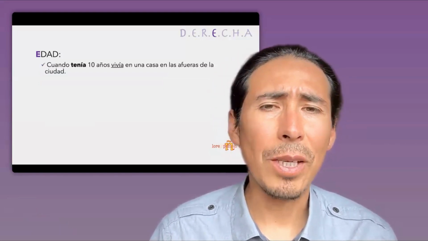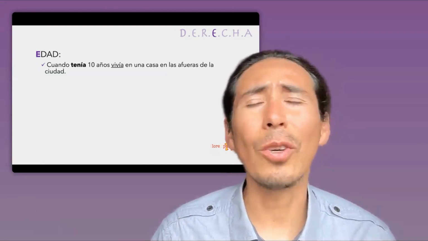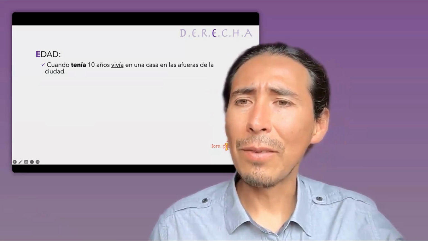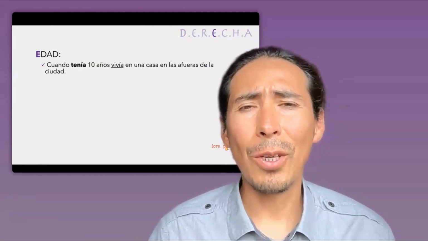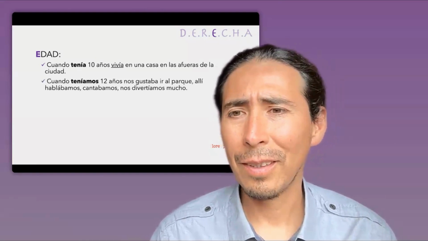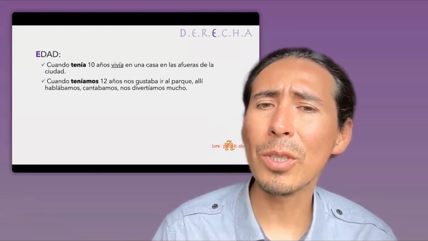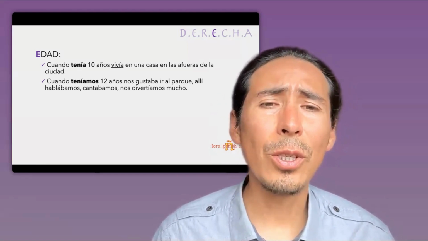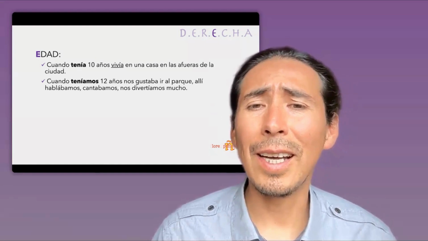Cuando tenía 10 años, vivía en una casa en las afueras de la ciudad. When I was 10 years old, I used to live in a house on the outskirts of the city. So again, we are using it for age. This is a rule: we will never use the other past tense. We will never say cuando tuve, only cuando tenía. Cuando teníamos 12 años, nos gustaba ir al parque. Allí hablábamos, cantábamos y nos divertíamos mucho. When we were 12 years old, we used to like going to the park. There we used to talk, sing, and have a lot of fun.